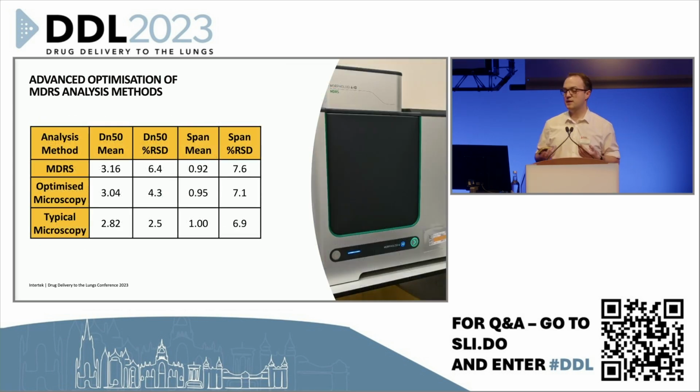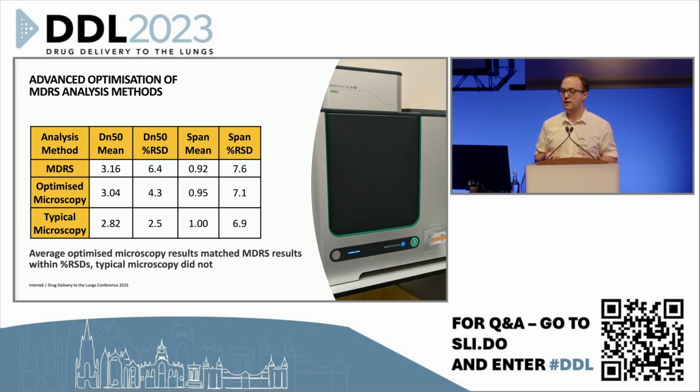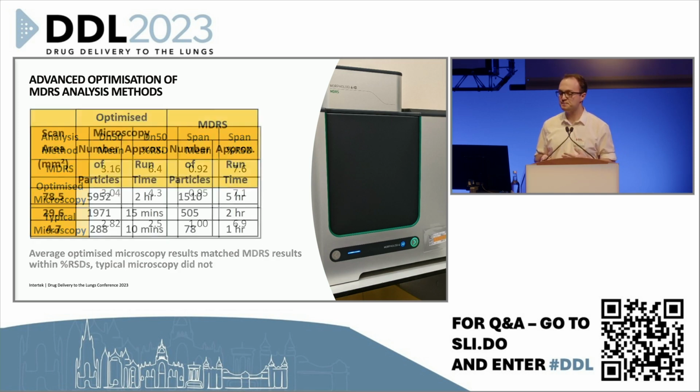And so we can see here that the average particle size, so on the left-hand column for the DN50 mean, for the average optimized microscopy results, they were matching the MDRS. We're taking the MDRS essentially as the gold standard measurement within the variation there. However, they didn't match the typical microscopy, so that intensity mean filter was necessary to be able to get measurements which agreed with each other.